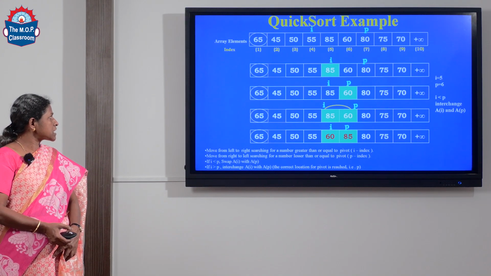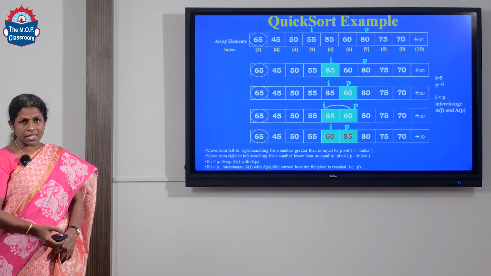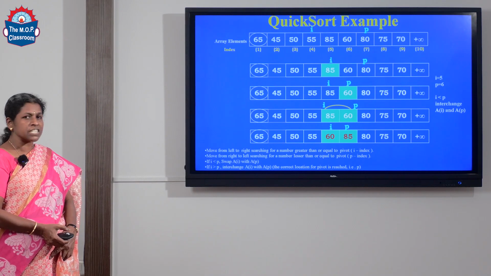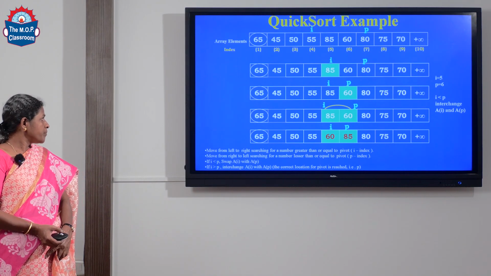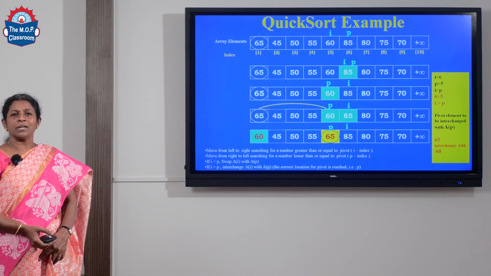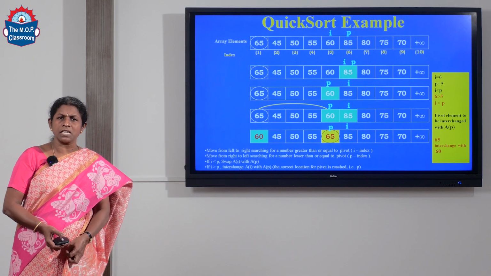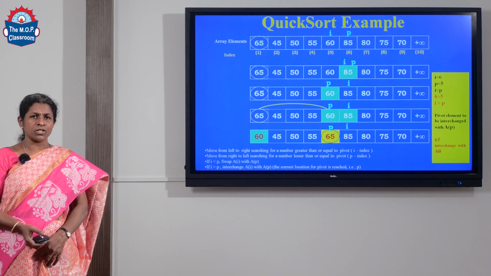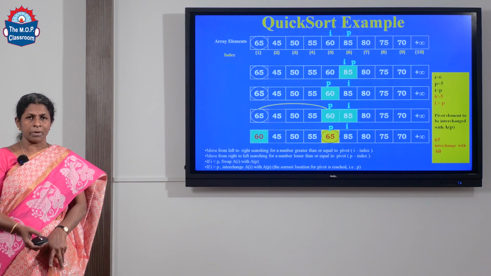The position of 60 is 6, the position of 85 is 5. So, I is less than P. Whenever I is less than P, you are going to interchange A of I and A of P. So, 60 and 85 are interchanged, and once again we are going to repeat the process. How long will I repeat this process? Whenever I is less than P, I am going to repeat this. When I is greater than P, that is your stopping point.